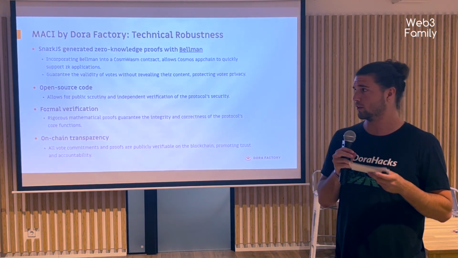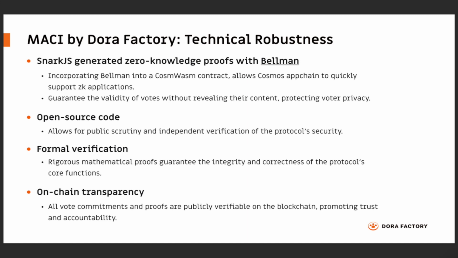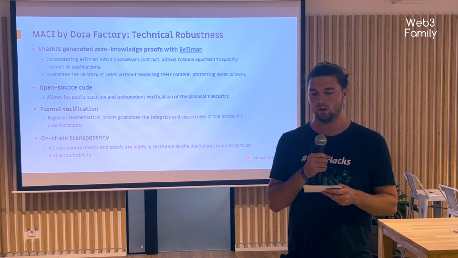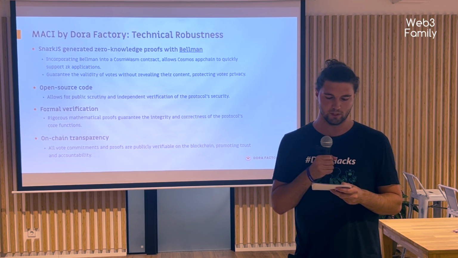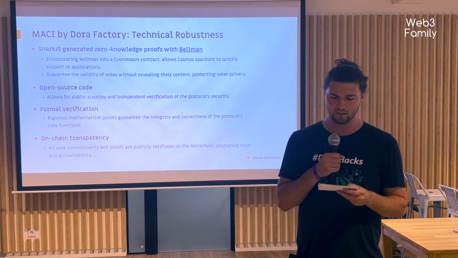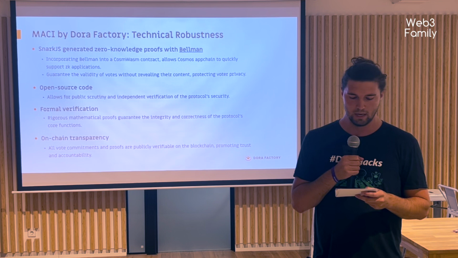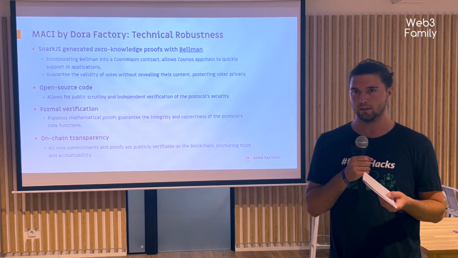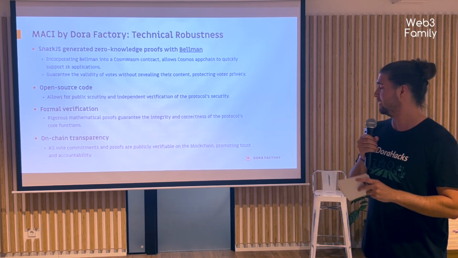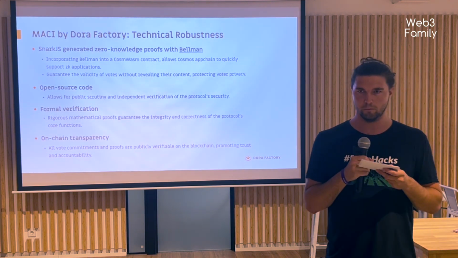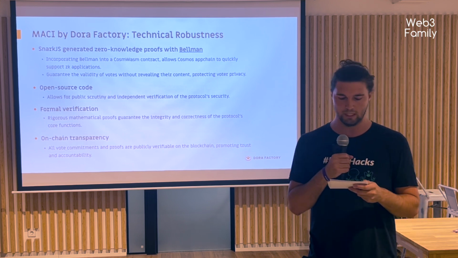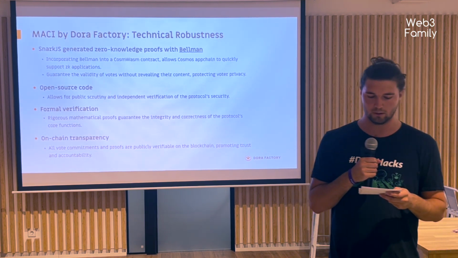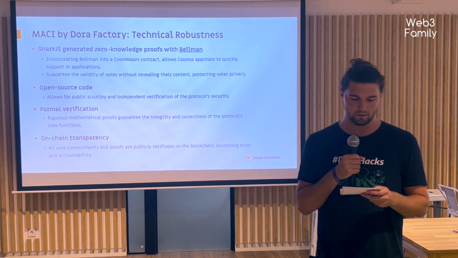So let's talk about the technical robustness and what makes MACI strong. MACI uses Snark.js, which generates a zero-knowledge proof, and this ensures that the vote details stay private, but still proving that the vote happened correctly. MACI works with Cosmos, and that brings it to all the different Cosmos appchains. And the Bellman library was used to bring MACI to Cosmos. There's also a guarantee of validity for the votes without revealing the content. That is protecting the voters' privacy.